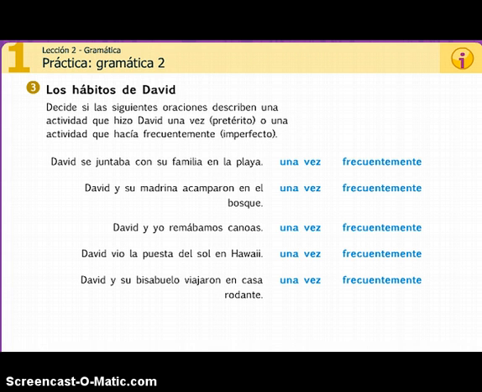Necesitas decidir si las oraciones describan una actividad que hizo David una vez o una actividad que hacía frecuentemente. So, what we want to do is decide if it's an activity he only did once or if it's an activity he did often. And how are we going to decide that? By looking at the verb and deciding if it's in the preterite or the imperfect. So, why don't we go ahead and pause the video at this time so you can complete this activity.